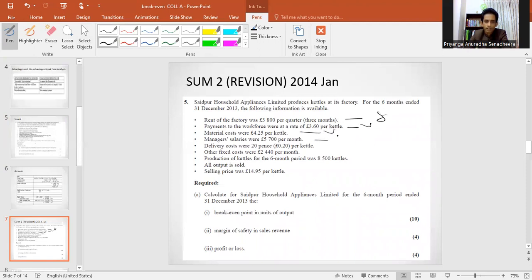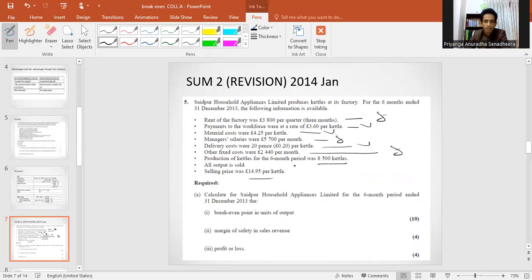Manager salary is a fixed. Delivery cost per kettle, it's variable. Other fixed cost is fixed. And remember the period, the production of kettle for 6 month period was 8,500. So you have produced and you assume it's selling amount. All output is sold, it's mentioned. So therefore all produced items will be sold.